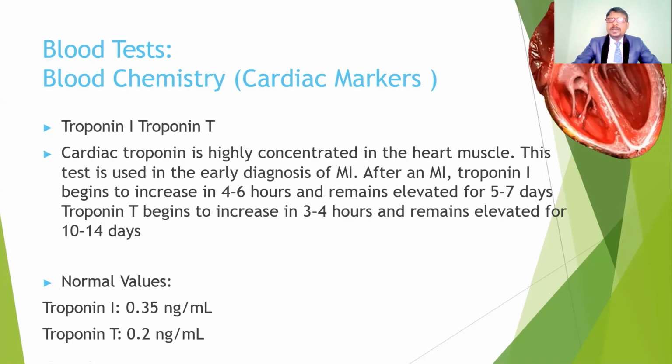That is the reason these tests are very crucial to diagnose heart function, such as myoglobin, troponin I and T, and creatine kinase. These are the major cardiac markers. These tests will help to rule out myocardial infarction, whether it is cardiogenic or maybe because of angina. We can differentiate it. The normal value of troponin I is 0.35 nanograms per liter, and troponin T is 0.2 nanograms per milliliter. These are the normal levels of the cardiac markers.